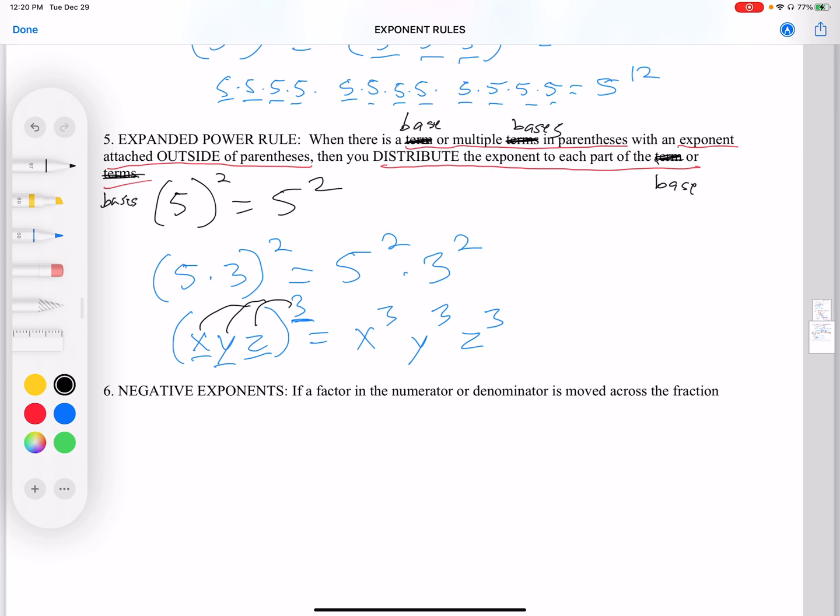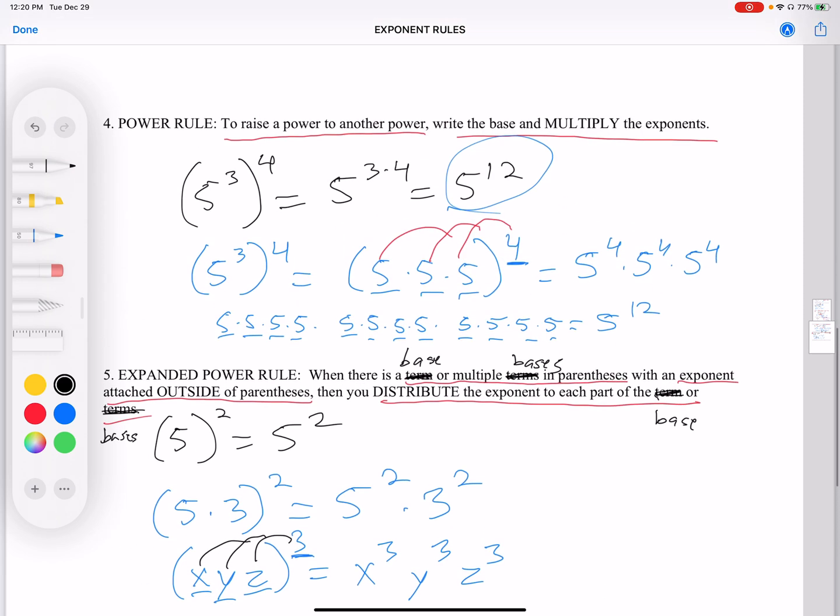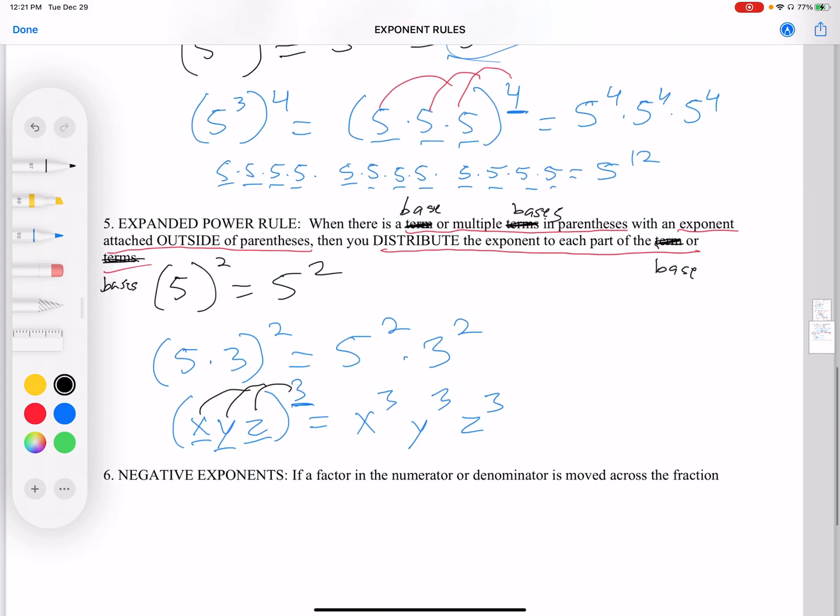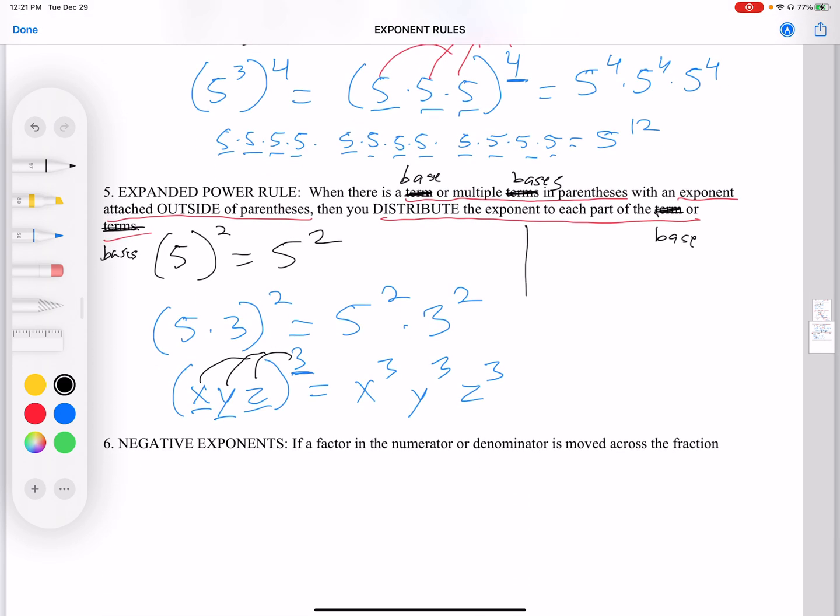So again, when there is a base or multiple bases in parentheses with an exponent attached outside of the parentheses, then you distribute the exponent to each part of the base or bases. Now there is a way to actually combine the expanded power rule and the power rule. Okay, let's look at that really quick.